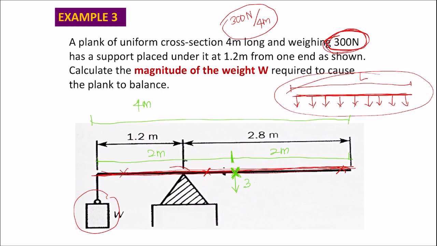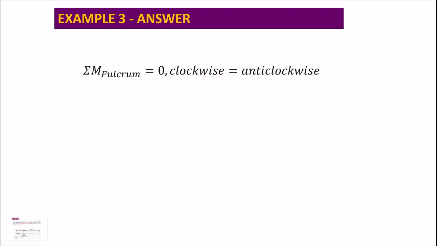As much as 300 Newton. So this is how we are going to identify the load, macam mana sebenarnya load. Okay, total moment at fulcrum again, because of equilibrium, is equal to 0. So clockwise is equal to anti-clockwise. 300 newtons times 0.8 equals W times 1.2 meter.